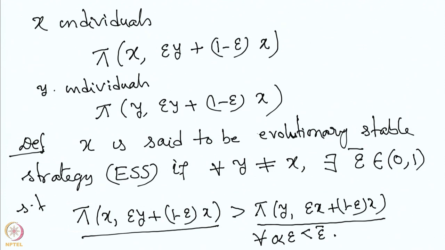So, what are some interesting consequences? Before that, I would like to say that this epsilon bar is called the invasion barrier.